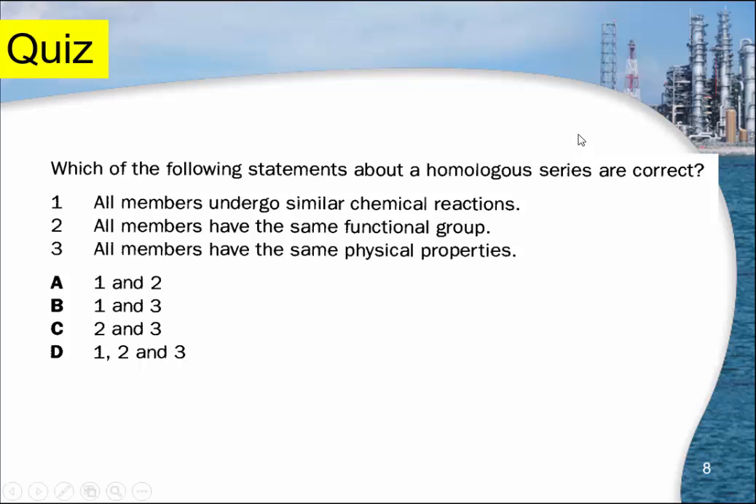So let's try this question. Which of the following statements about homologous series are correct? All members undergo similar chemical reactions? Yes. They have the same functional group? Of course. Because of the same functional group, they have similar chemical reactions. But do they have the same physical property? No. So the answer is actually A, 1 and 2 only.